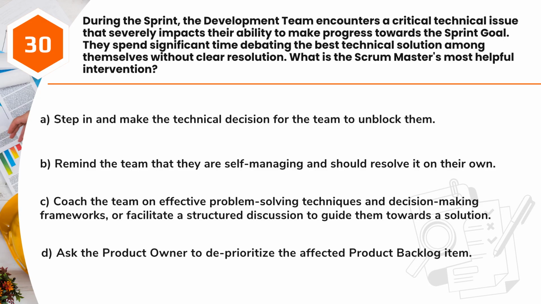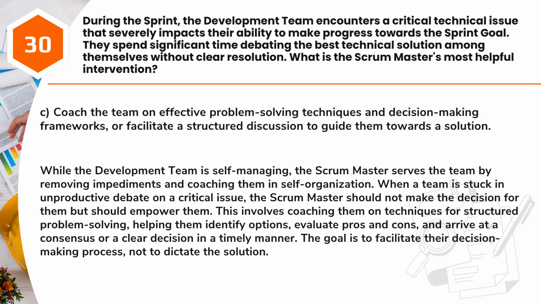A. Step in and make the technical decision for the team to unblock them. B. Remind the team that they are self-managing and should resolve it on their own. C. Coach the team on effective problem-solving techniques and decision-making frameworks, or facilitate a structured discussion to guide them towards a solution. D. Ask the product owner to deprioritize the affected product backlog item.